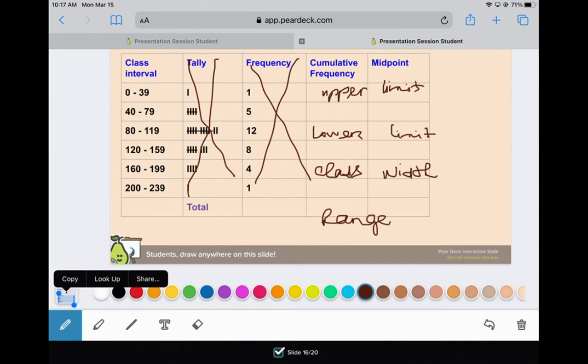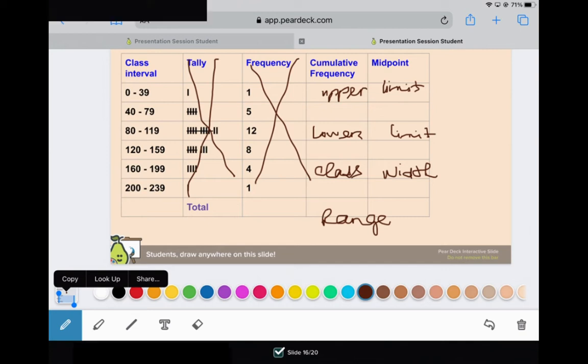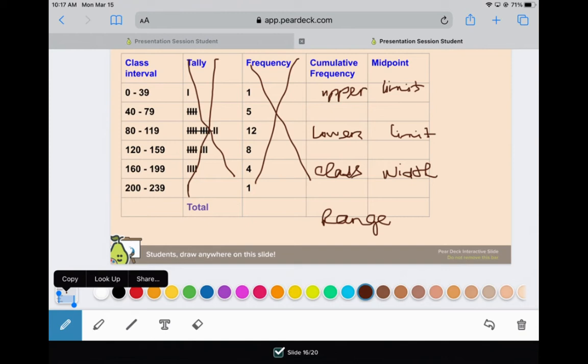Okay, so let's see. Lower limit, upper limit, the range. For the range, you just do one class and you'll be done. You don't have to worry about the rest. Okay. So Lisbeth, your lower and upper limit is correct. The range, the highest, the maximum number is correct, but the lowest, the minimum is not 40. The lowest value is not 40, okay?